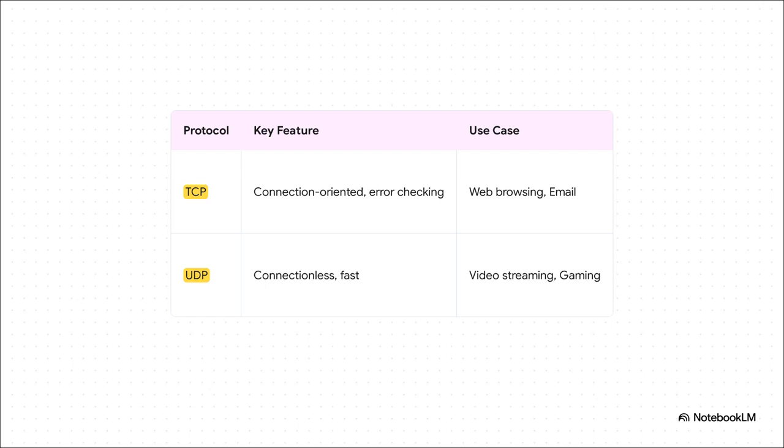UDP, on the other hand, is like sending a postcard. You just write it and drop it in the mail. It's way faster, but there's no guarantee. This is great for stuff like video streaming or online gaming, where getting the data there fast is more important than getting every single bit perfectly.